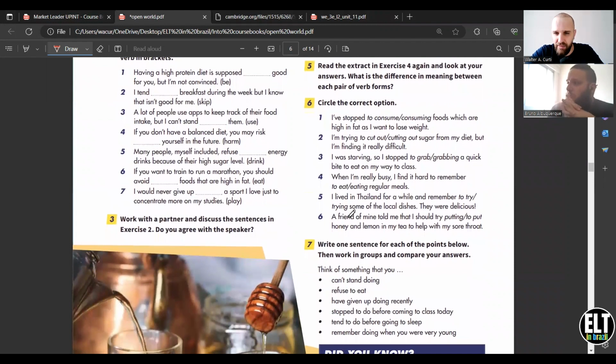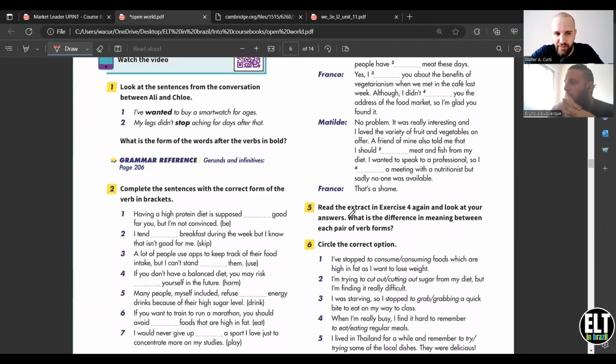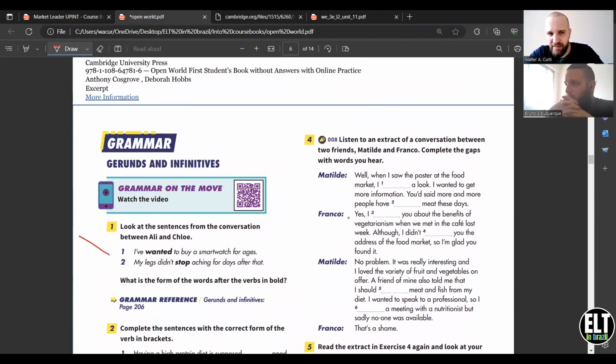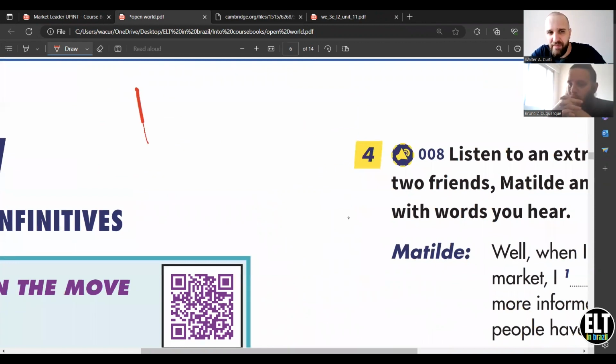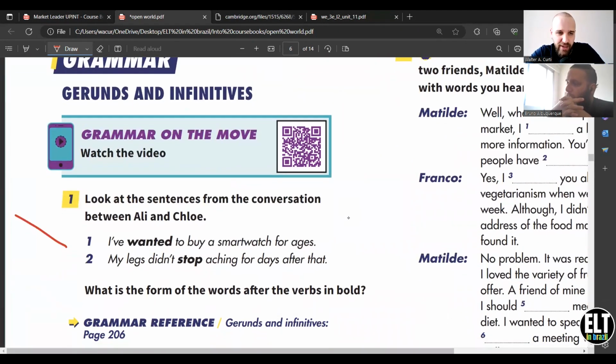That's a good question. To me, because we start with the presentation, I would say there's controlled practice and freer practice. Maybe a PPP. Yeah. Seems like it. Yeah, so maybe a PPP, but you do have a flipped classroom that you can do with this. When you look at this question, what is the form of the words after the verbs in bold?